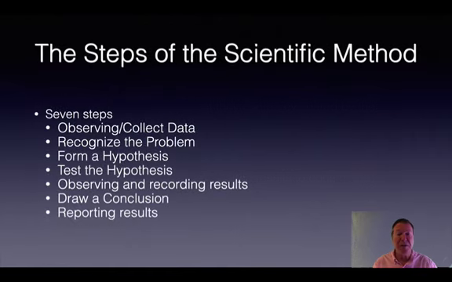So here again, 7 steps to scientific method. Observe and collect data. Actually, like I said, that's what your textbook collects. I would much rather see these 2 right here switch. Recognize the problem. You have a problem. You have a question. Ask it. Collect data. Based on that data, form a hypothesis, an educated guess.